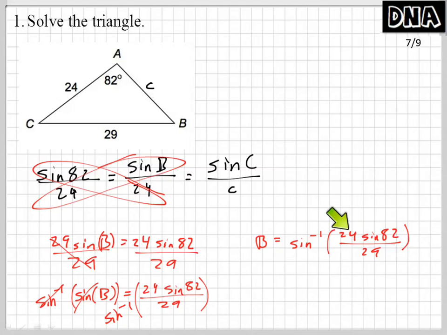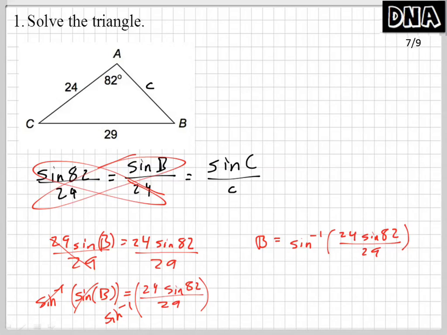So in your calculator, go 24 times sine of 82. Now some of you have the weird calculators. You have to put 82 in first and then press sine. And then after you do that multiplying, press equals. Then say divide by 29. After you divide by 29, you'll get an answer.